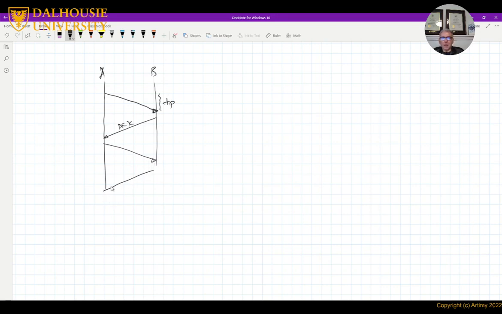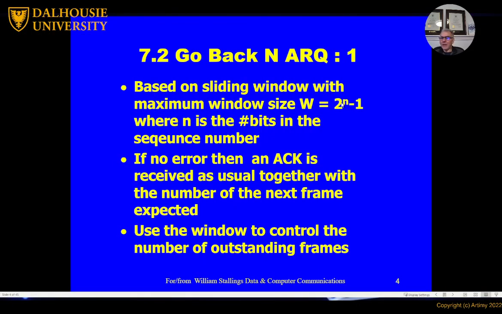We saw earlier that to avoid some confusion, we will number the frames. So frame 0 is acknowledged with ACK1, which means that the receiver is asking for the next frame, frame 1. Since we use only two numbers, either 0 or 1. Okay, so the next mechanism is go back N.